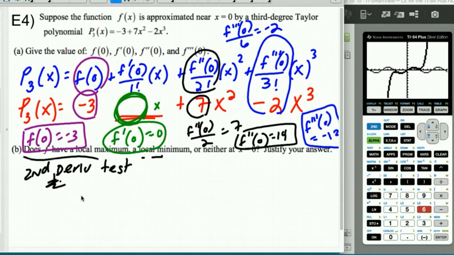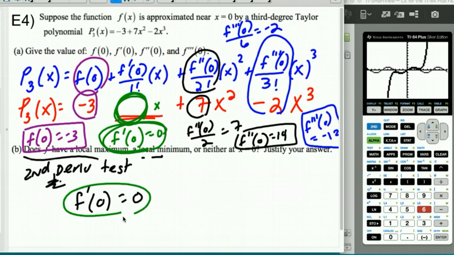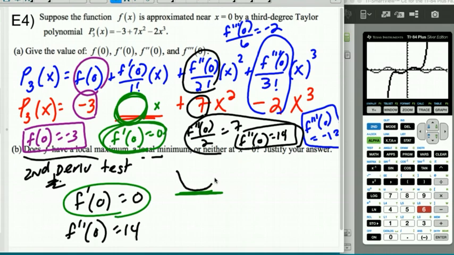So we know that f prime of 0 is 0 because we just found that in green right here. So what that means is that the function is flat. We also know, we found in black right here, that f double prime is 14. So f double prime of 0 is 14, which means my graph is concave up. So f of x is concave up at x equals 0.